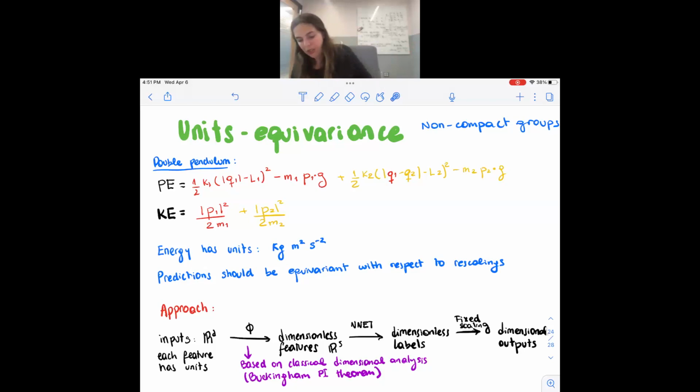In order to express the functions that are units equivariant, we use techniques from classical dimensional analysis, in particular the Buckingham Pi theorem, which tells you that if you have a function which is units equivariant, you can write it in terms of dimensionless features. So the idea is: every input in your physical system has some units, kilograms, meters, meters per second, etc. You take all the inputs and make a transformation that makes each of these inputs dimensionless.